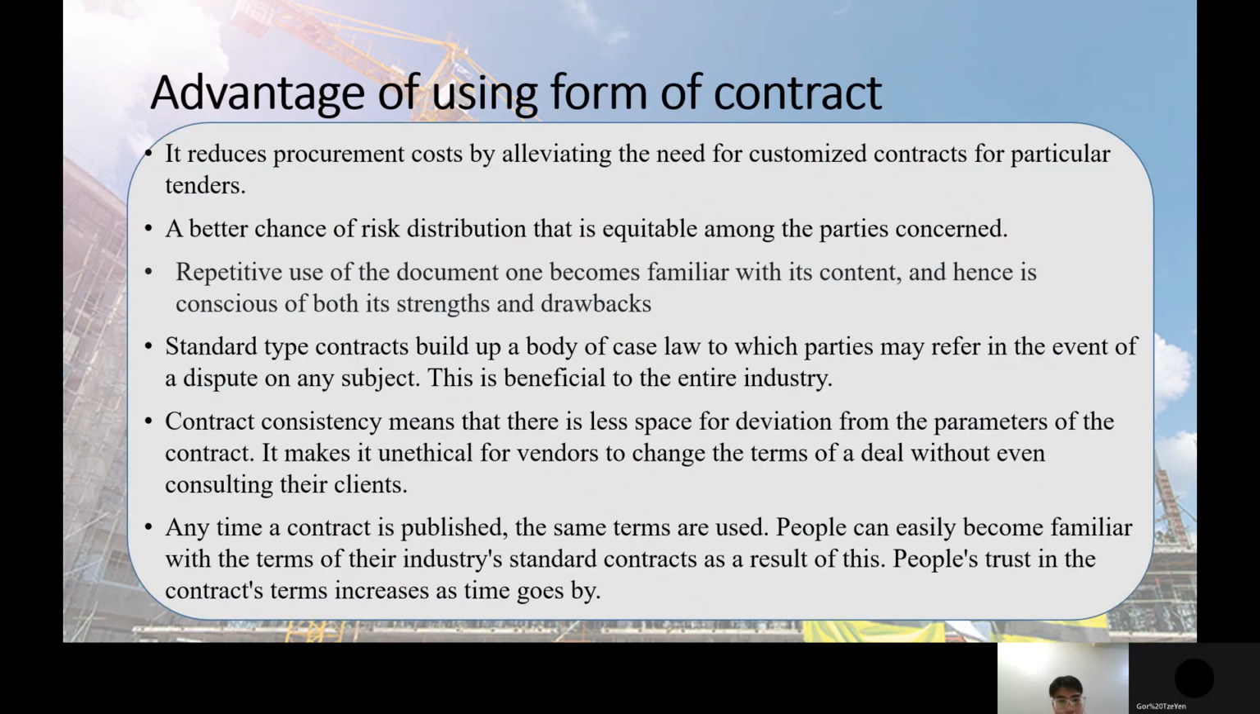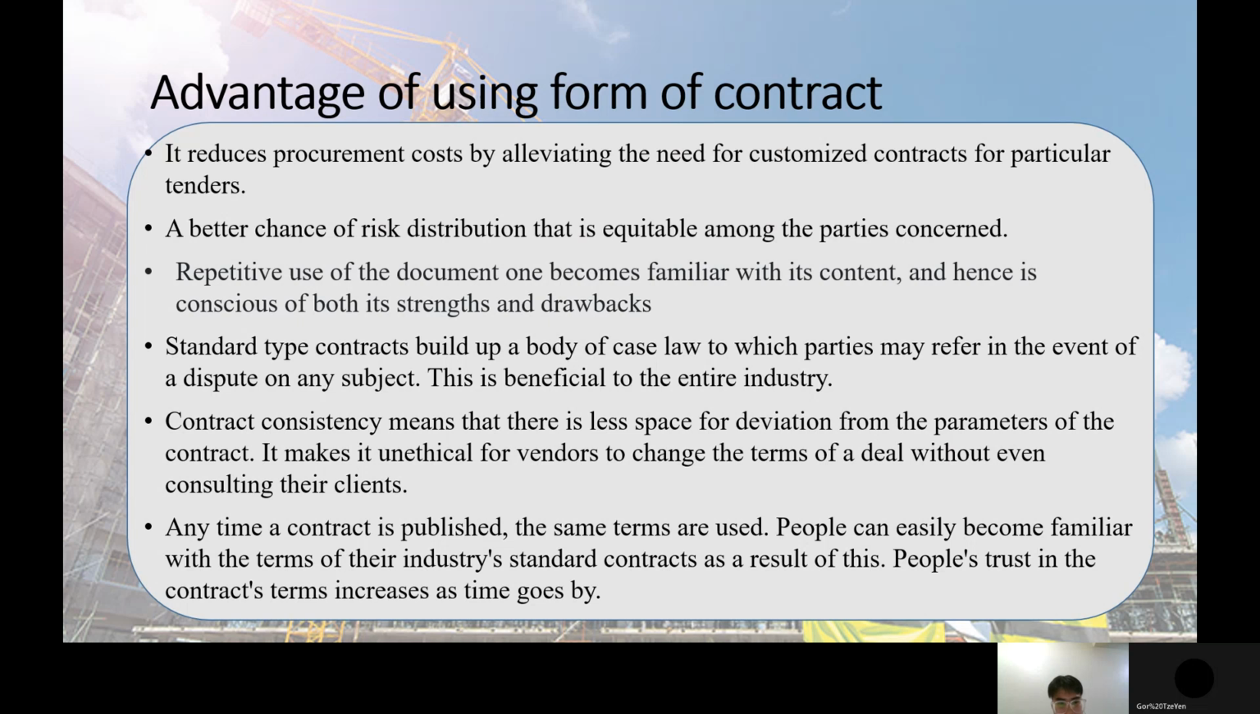Next, I will talk about the advantages of using a standard form of contract. It reduces procedure costs by alleviating the need for a customized contract for a particular tender. The second advantage is a better chance of risk distribution that is equitable among the parties concerned. And the third is repetitive use of the document. One becomes familiar with its content and hence is conscious of both its strengths and drawbacks.